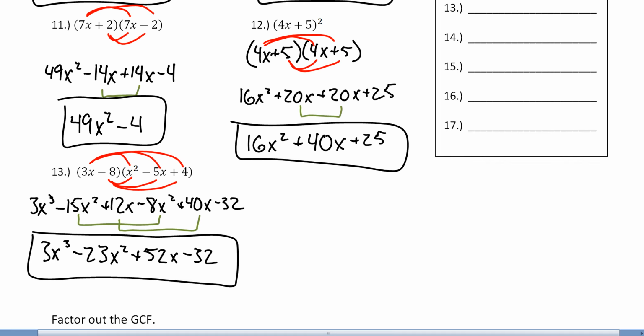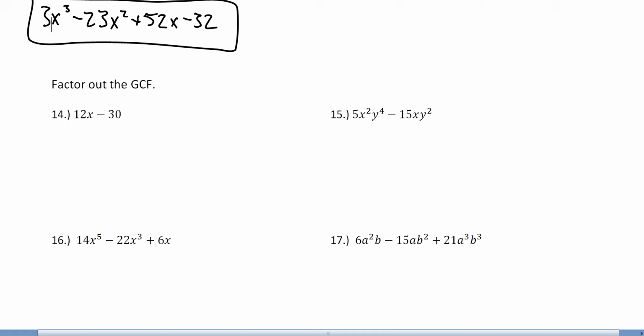Greatest common factor. Factoring is the reverse of our distributive property, so if the distributive property is multiplying something in, factoring is dividing it back out. Okay? And so factoring, you just look at each of these and say, what can I divide evenly out of the 12 and the 30? And I want the biggest thing that I can divide is a 6.